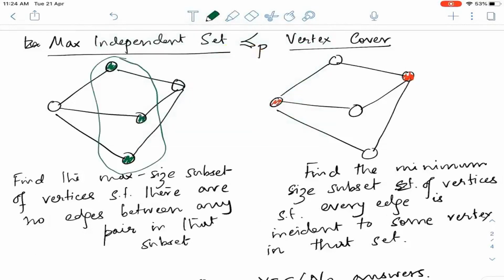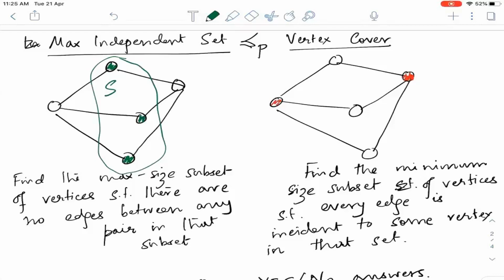Okay, good. If S is an independent set in my graph, can I conclude anything about a vertex cover in my graph? If I give you the information that S is an independent set, what can I conclude about vertex cover? Great. I have several answers, and all of them are saying the same thing: the complement of this set has to be a vertex cover.